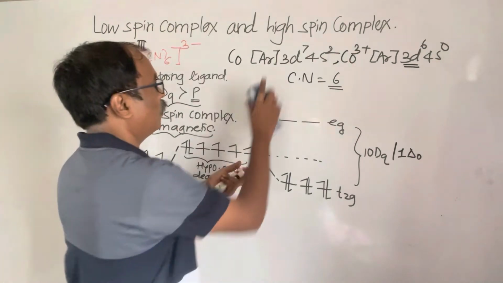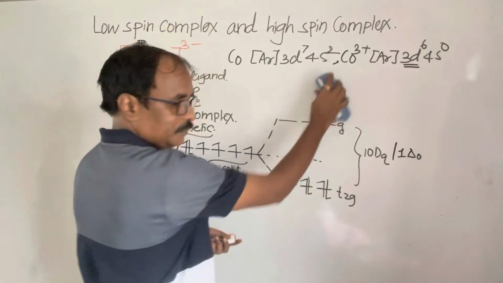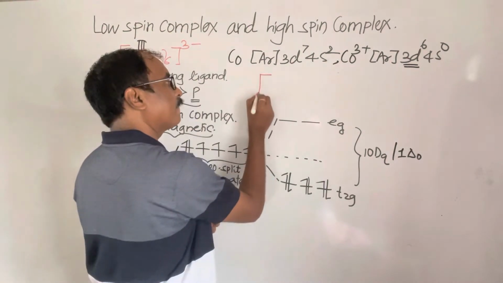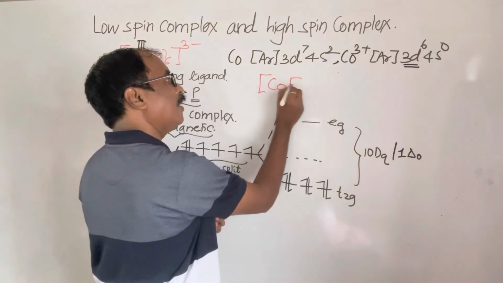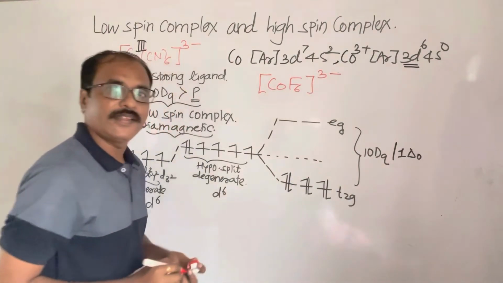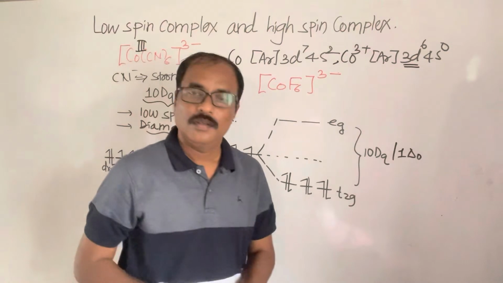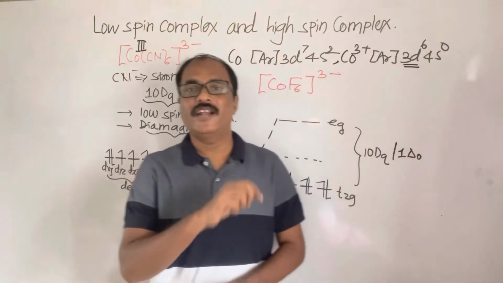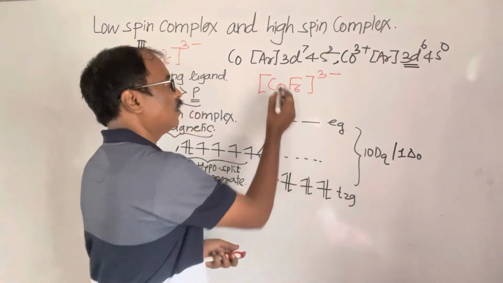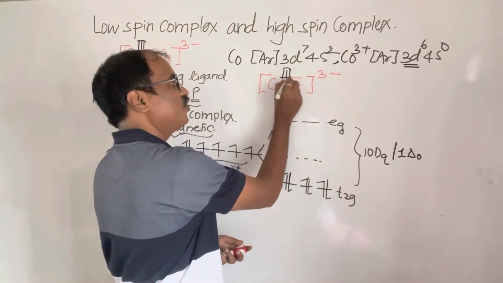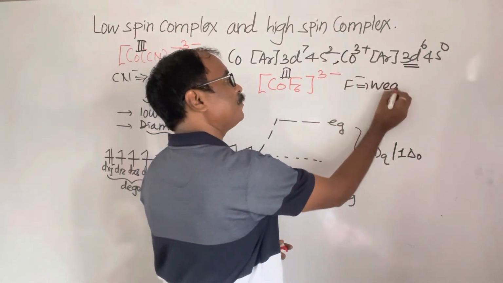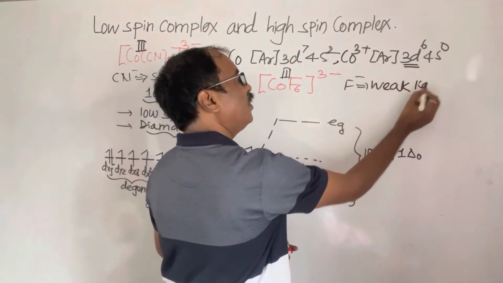Now I will take another example. I will take complex of cobalt, hexafluorocobaltate 3. This is also anionic complex. ये भी anionic complex है. Oxidation state of cobalt is 3. But F minus is weak ligand. ये जो ligand F minus है, a weak field ligand है.